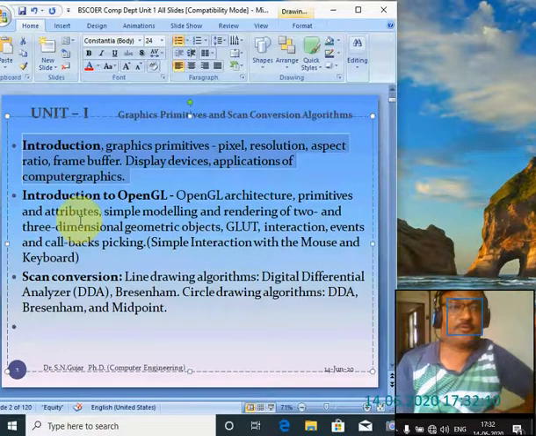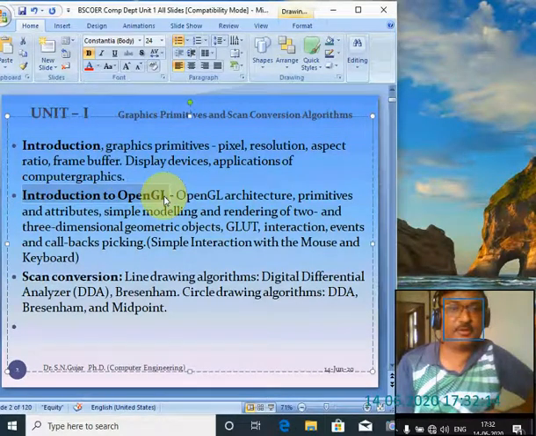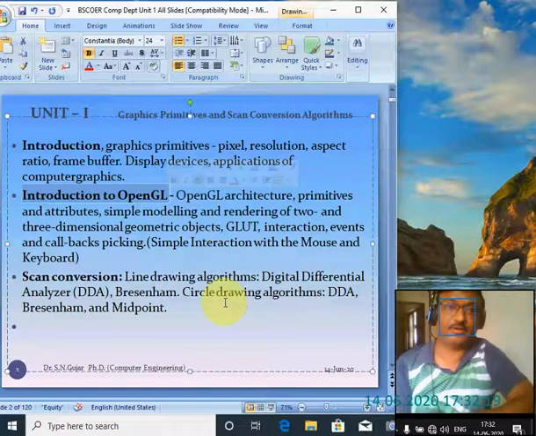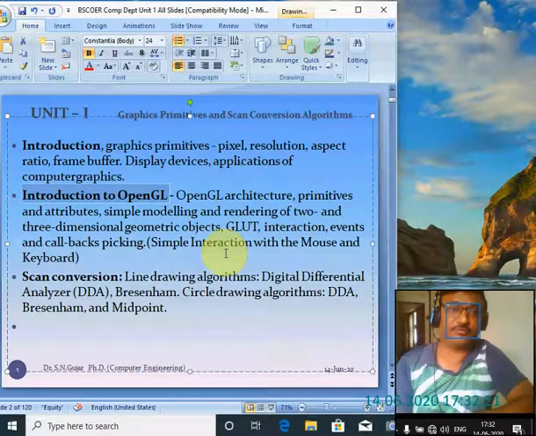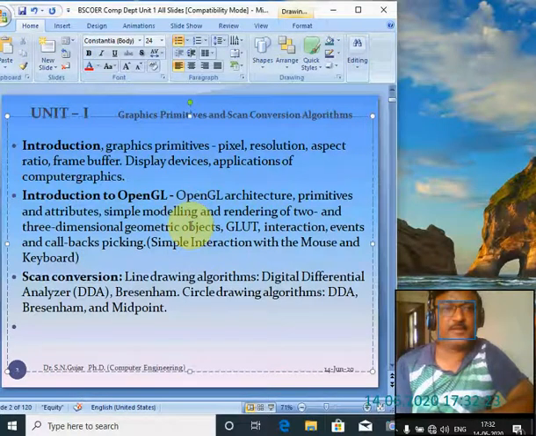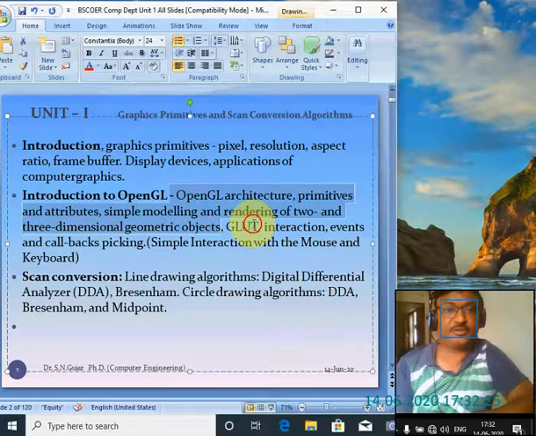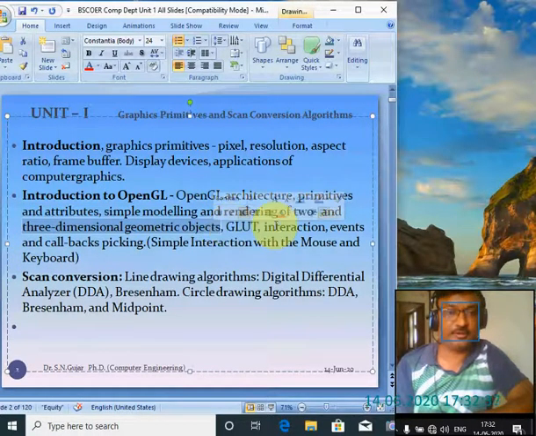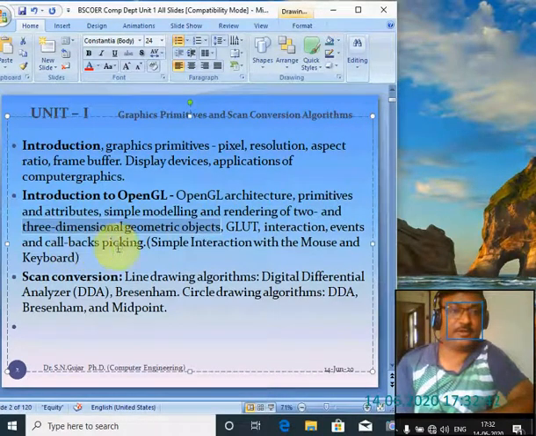And then we are going to introduce OpenGL graphics. OpenGL is nothing but Open Graphics Library. You have to install it on your computer, and then you are going to execute programs by using the OpenGL library. So the OpenGL architecture, then primitives, attributes, simple modeling and rendering of 2 and 3 dimensional graphics, objectives, and GLUT, and interaction, event, and callback picking.